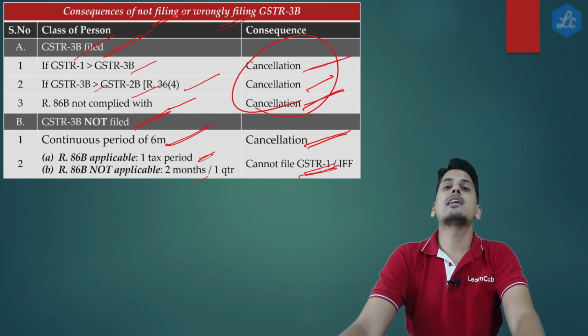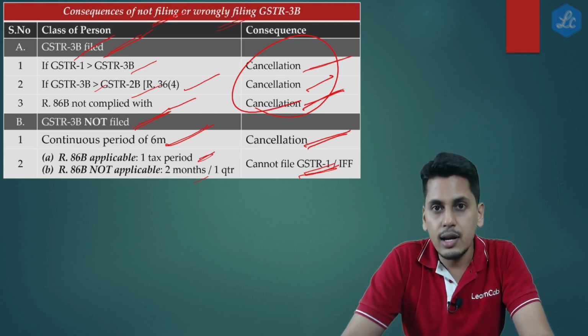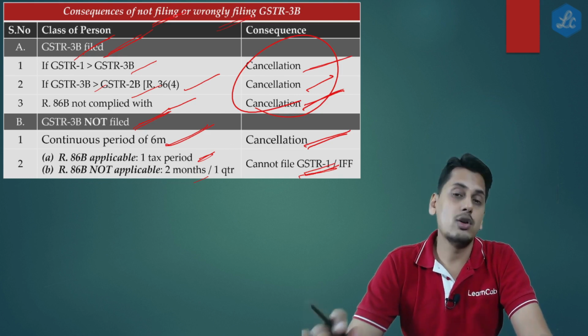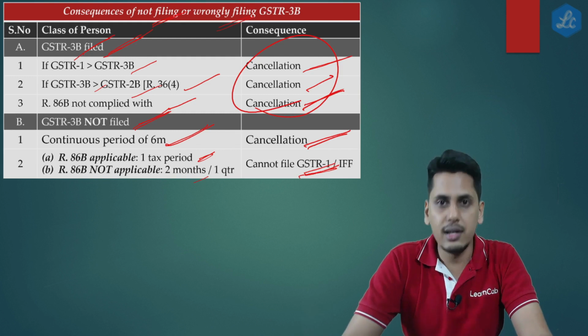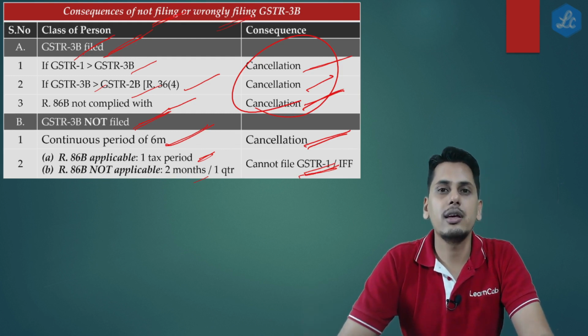So friends, these are the various tactics which the government is using to pressurize the registered person in order to file his GSTR 3B within time, so that the government gets its revenue within time and the machinery keeps running.